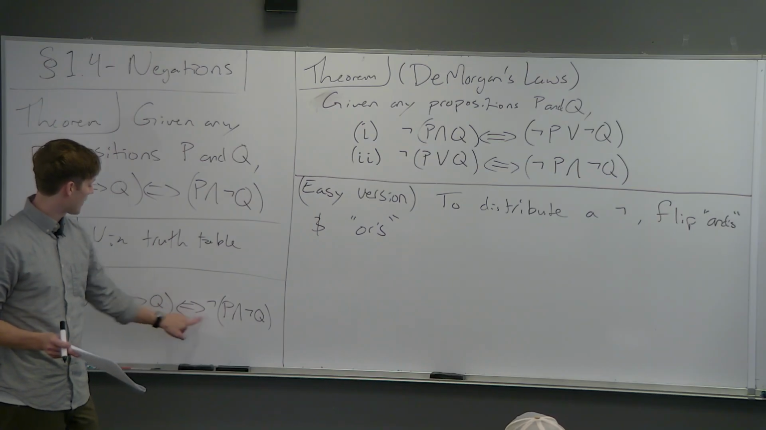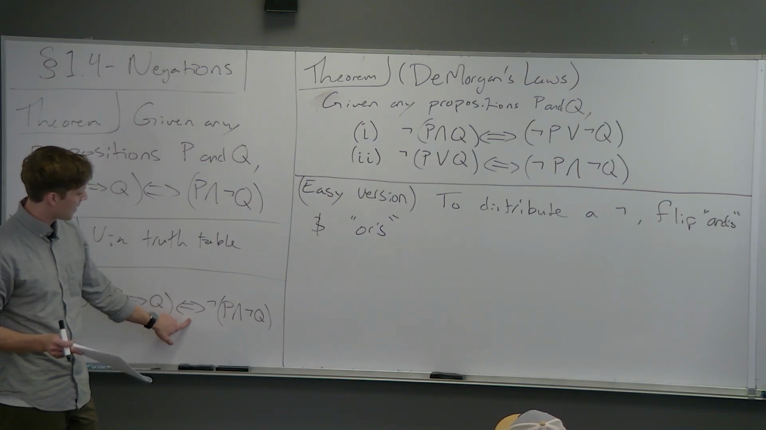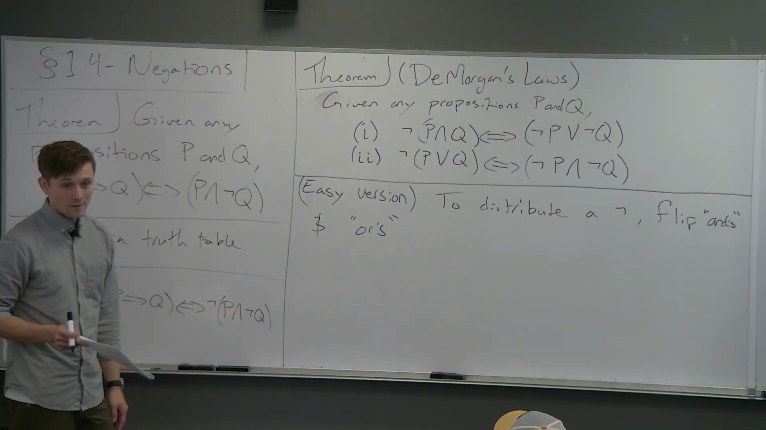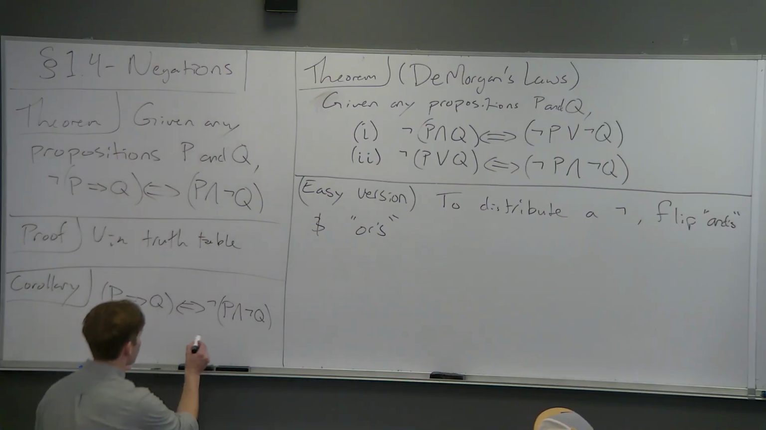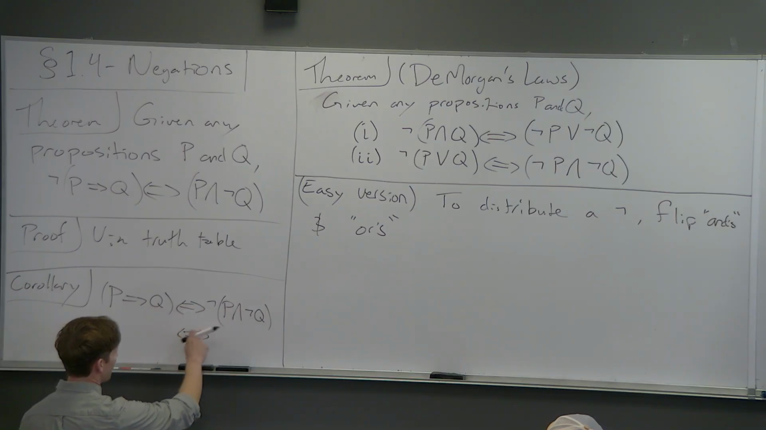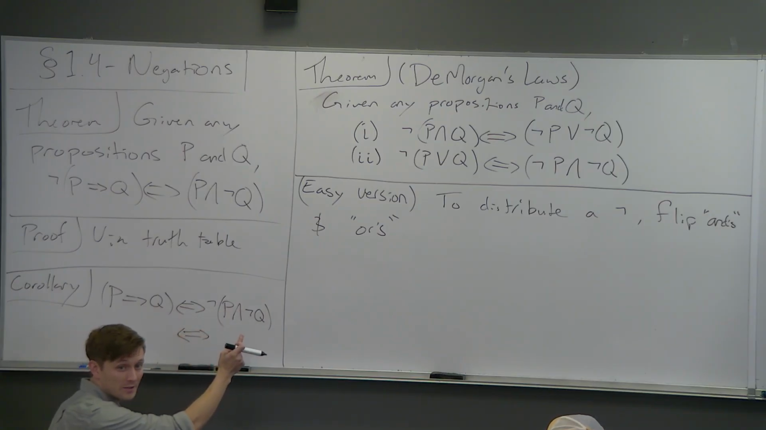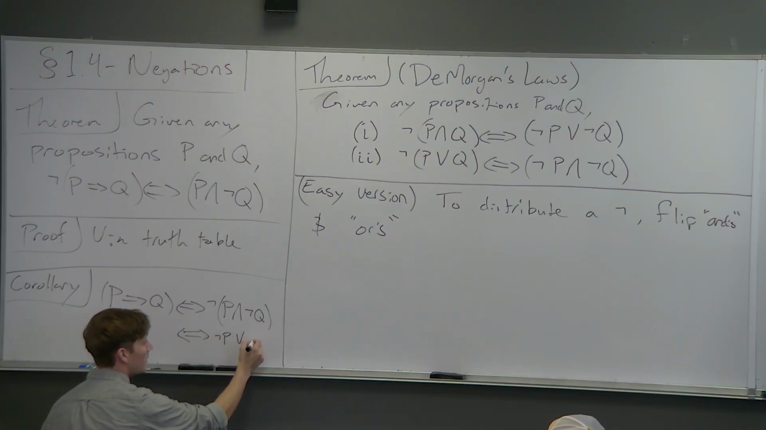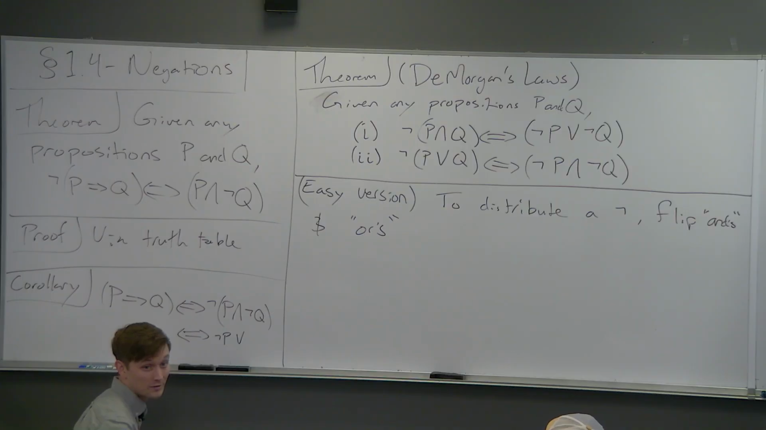So what does this say? P implies Q is the same as what? Distribute it through here. And we'll do another if and only if arrow here to mean another equivalent formulation of the same thing. It says not P or Q, yeah?